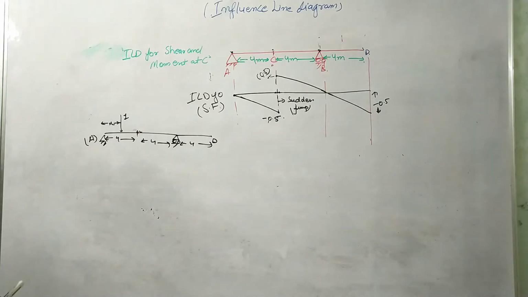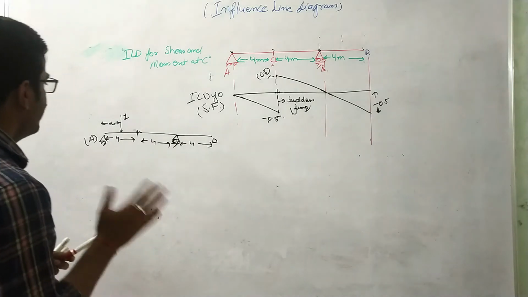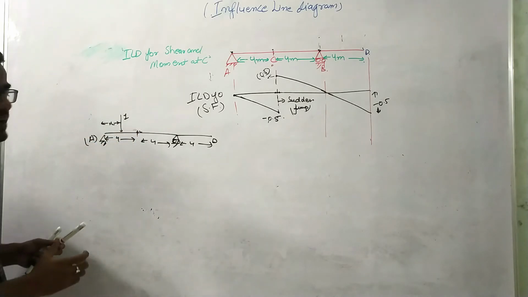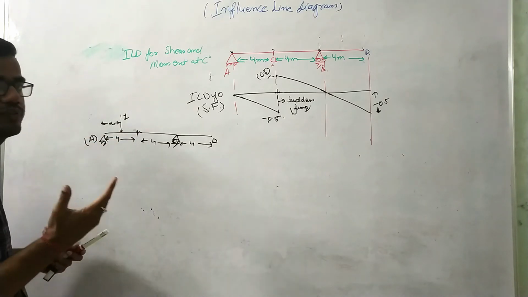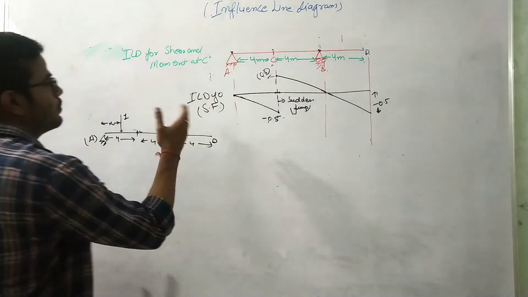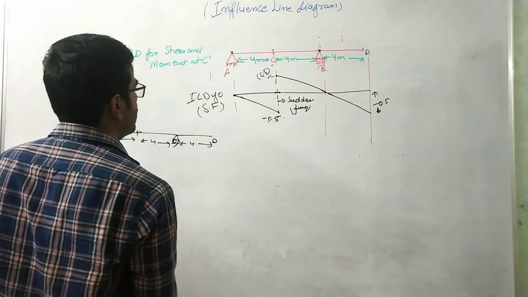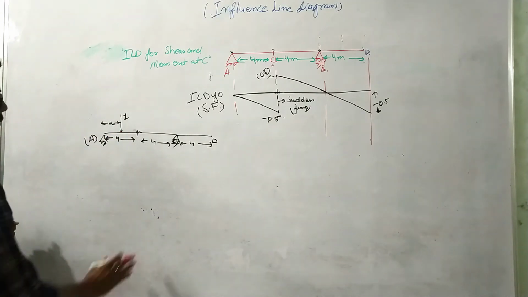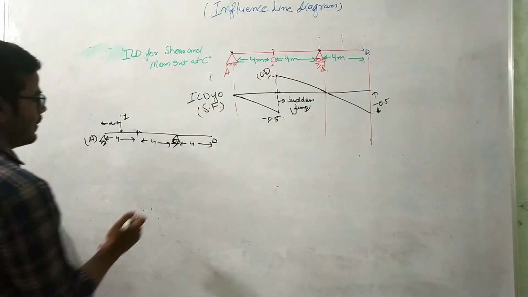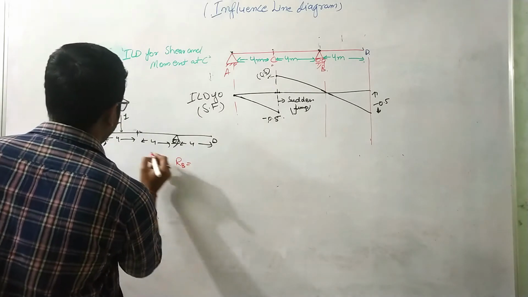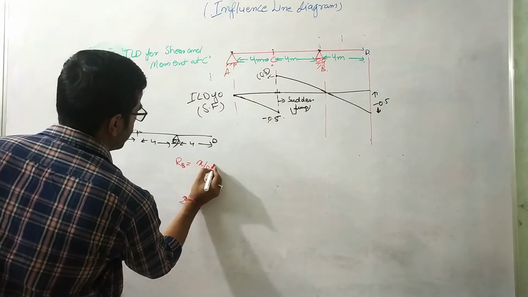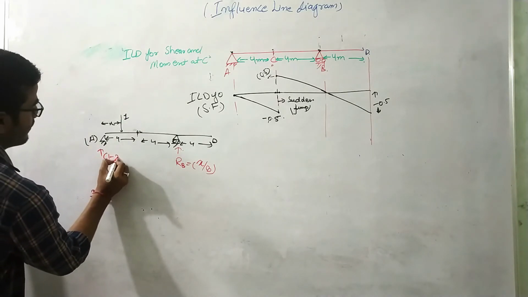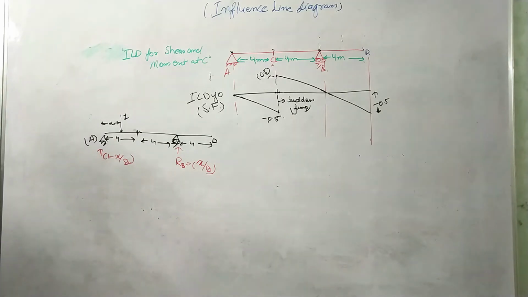In ILD, basically we are moving the load across different sections and just seeing how the shear force is varying. From that only we can draw this influence line diagram. So when the unit load is acting at this location, what will be RB? RB will be x by 8 in upward direction, and RA will be 1 minus x by 8, right?